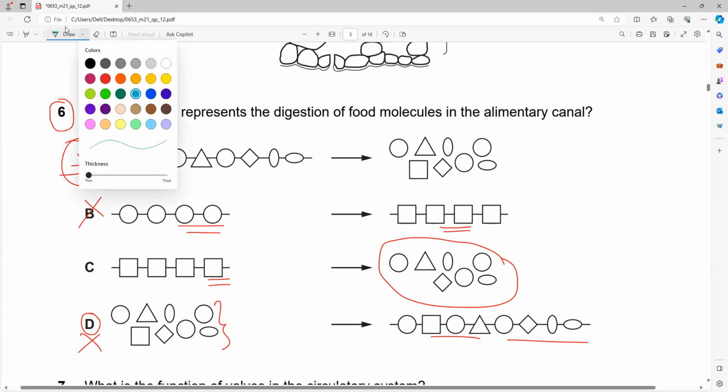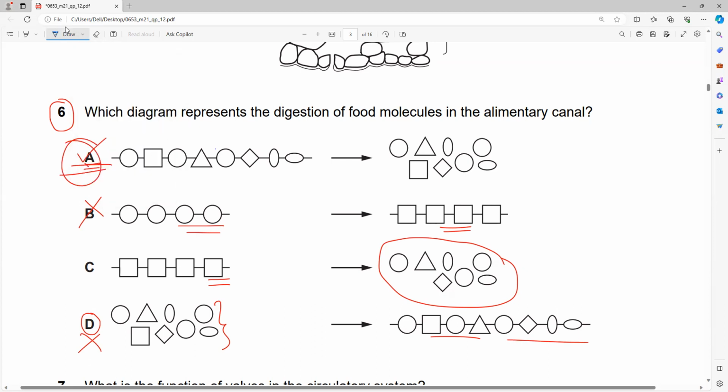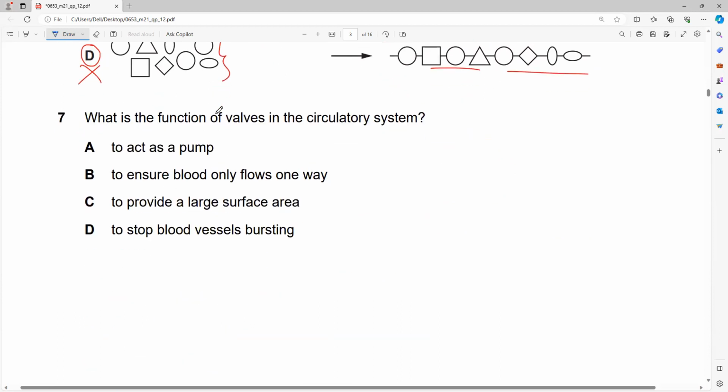Clear everybody? Hope you all understand. Please respond, guys. Any doubt, please let me know. Clear? So this is a beautiful question. First time you are all seeing it. So please note this one. Next, what is the function of valves in the circulatory system? Valves will come in where? Anybody?